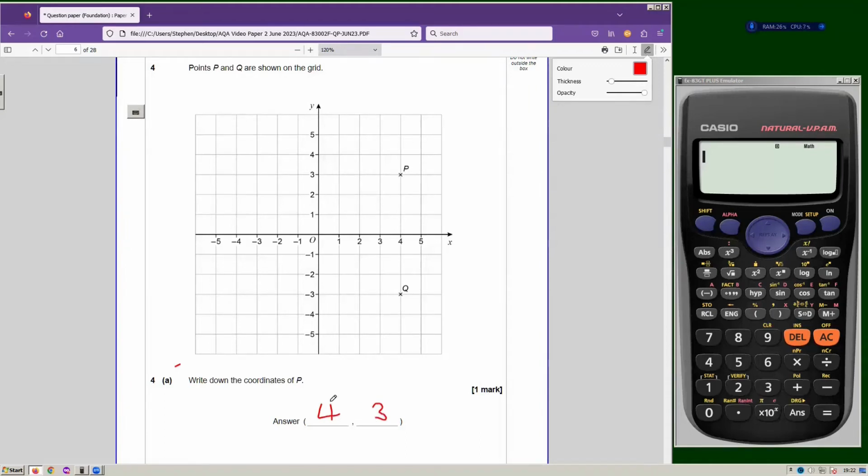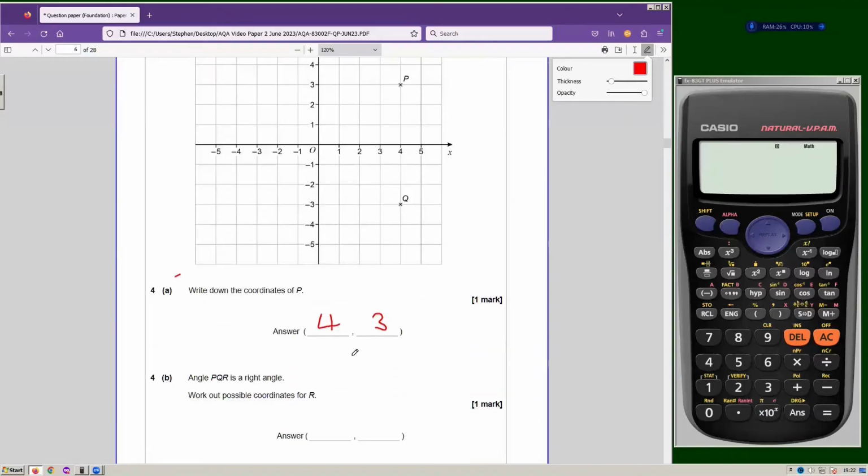Okay, next question. Angle PQR is a right angle. Work out possible coordinates for R. For PQR, it means it comes down like this. The right angle's in here, because R is over here. We make R here. It could be anywhere, really.